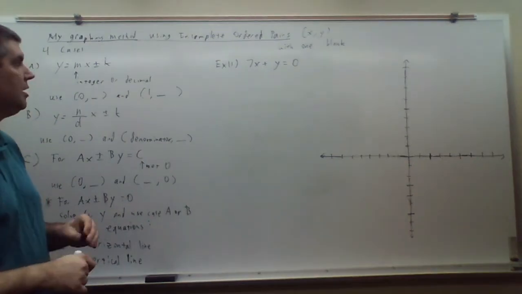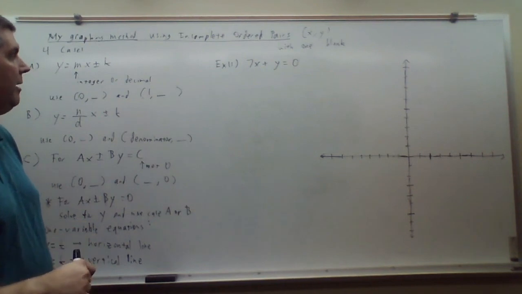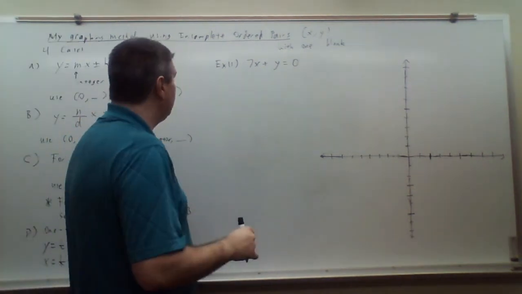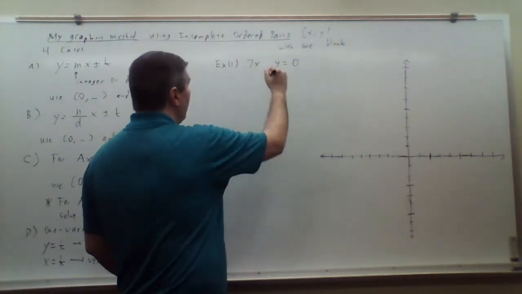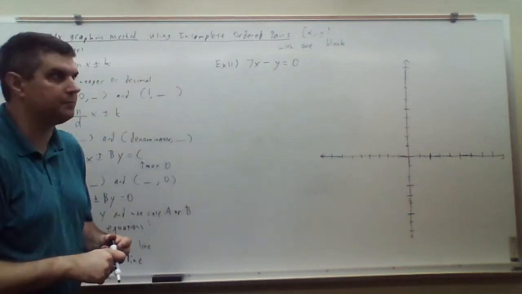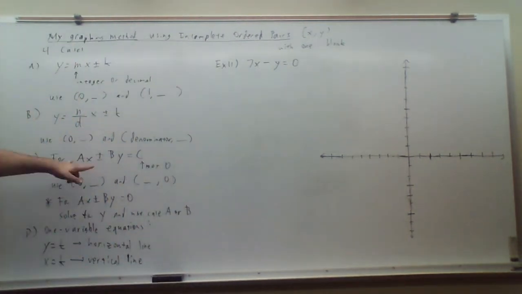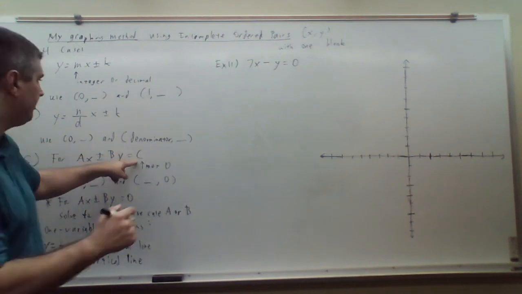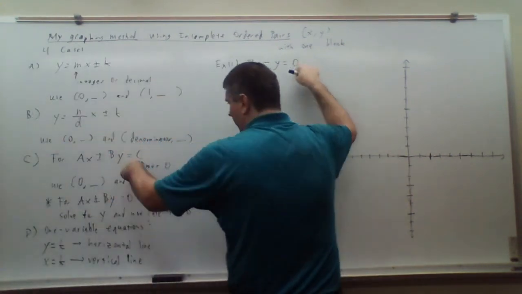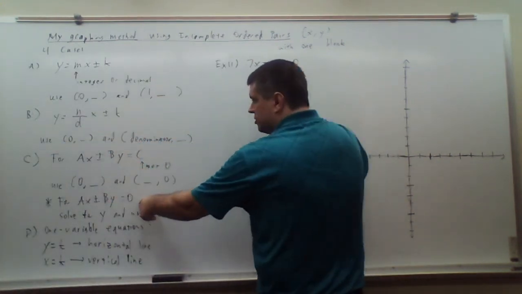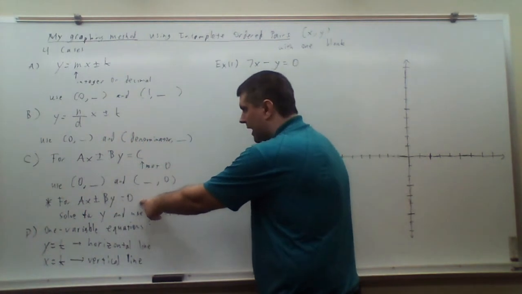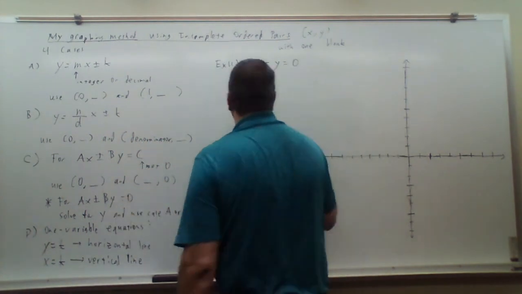All right. So let me change that to 7x minus y. Okay. Now here I have something else. Here I don't have y equals, so that's out. I have something x plus or minus something y equals a number, but that has to be not 0 and not 0. So I'm looking at this situation right here. Okay, so I need to solve for y.